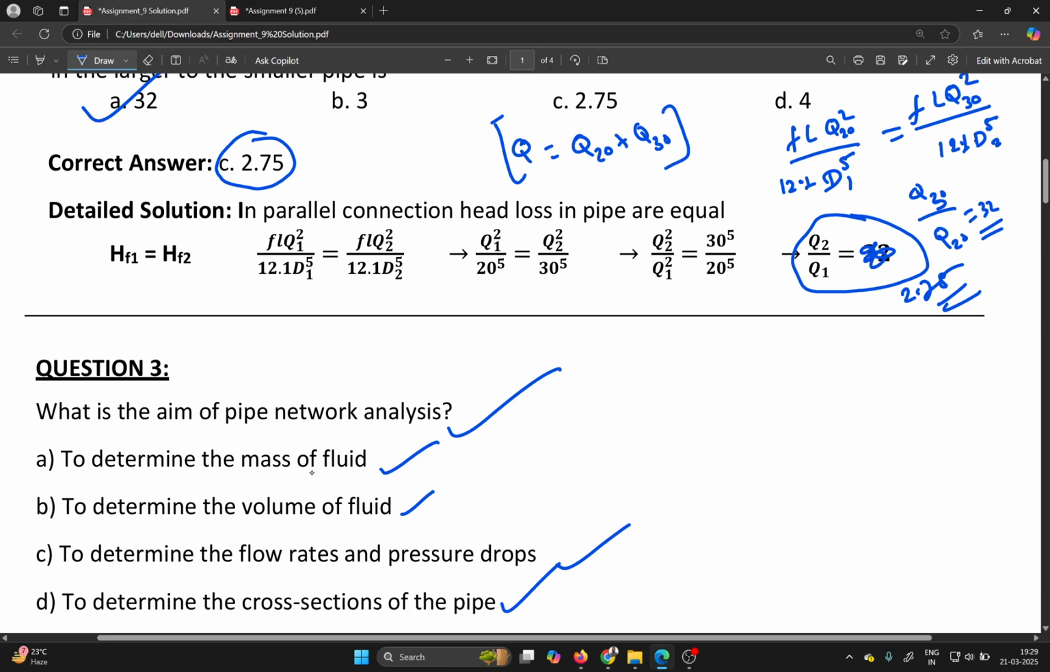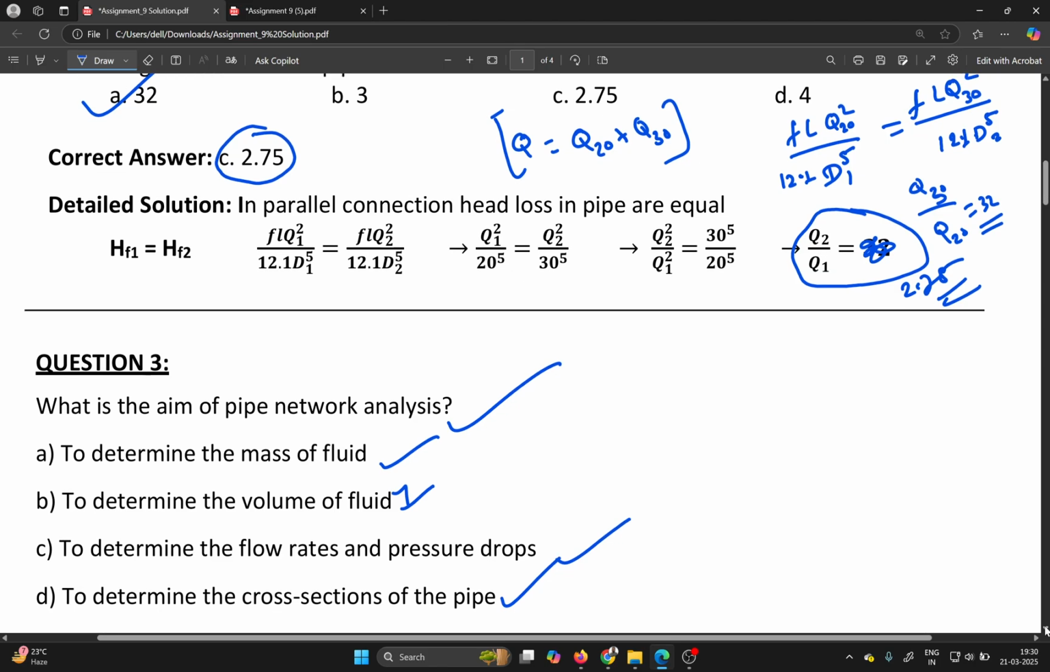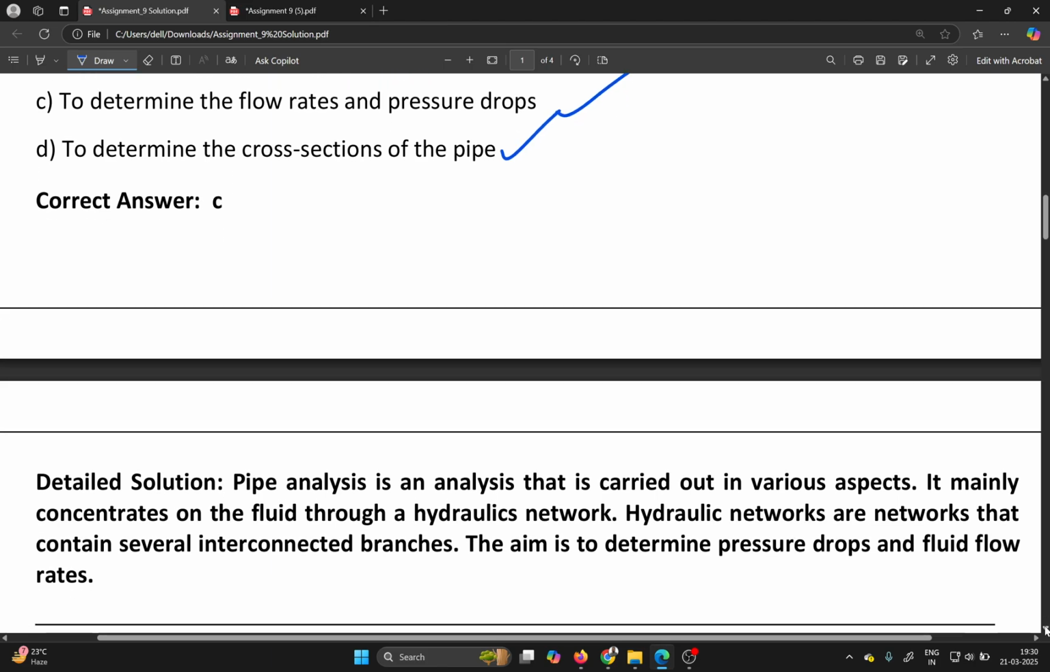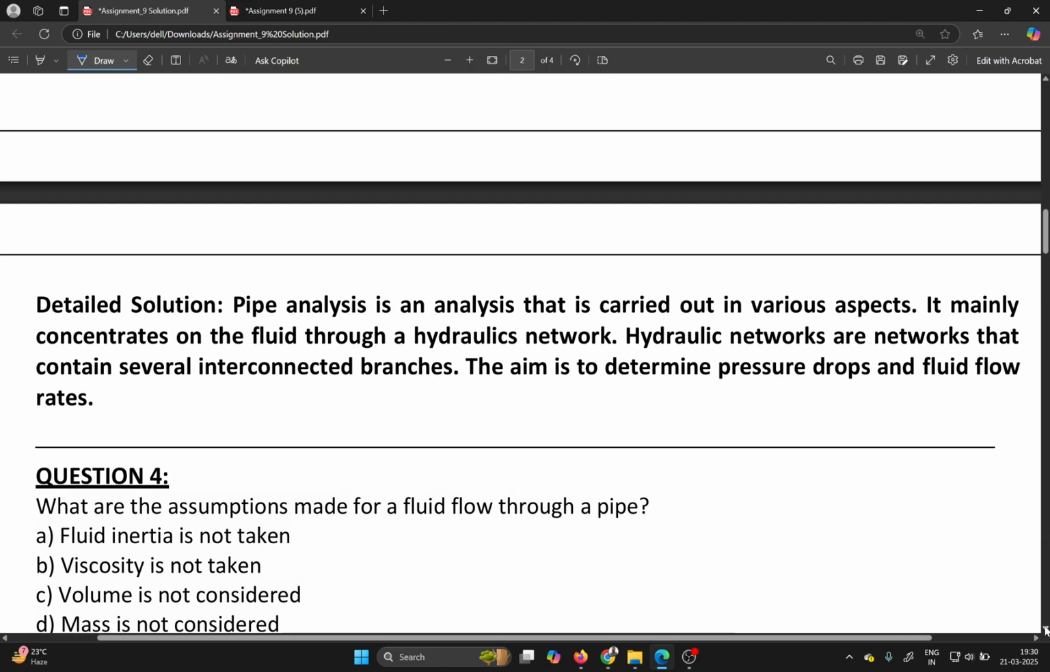So definitely, we do not determine the mass of the fluid. This is not volume. Also, we do not try to calculate the cross section. So definitely, option C is the only one remaining. Next question is question number 4. What are the assumptions made for a fluid flow through a pipe?